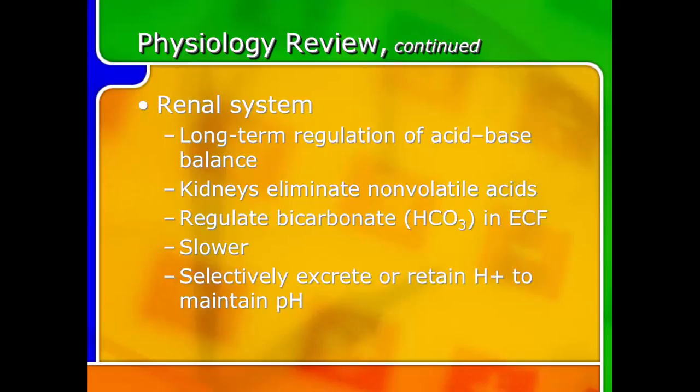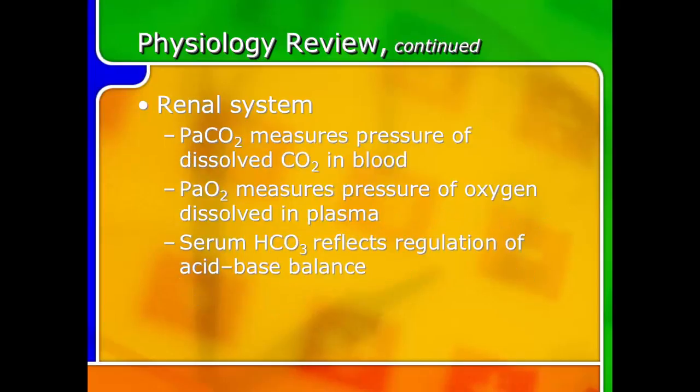The renal system is responsible for long-term regulation of acid-base balance. The kidneys normally eliminate non-volatile acids that are produced during metabolism. The kidneys also regulate bicarbonate in extracellular fluids. The kidneys' response is much slower to changes in the pH. It takes hours to days for the renal system to help the body compensate. They can selectively excrete or retain hydrogen to maintain the pH.